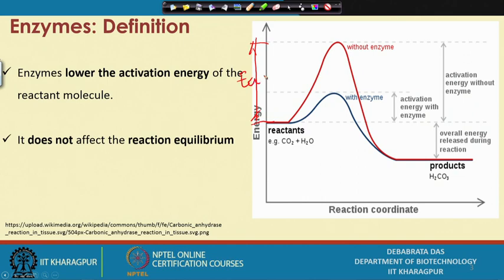Now when the catalyst enzyme is present, the activation energy requirement is much less as compared to Ea. Since the activation energy requirement is very low, if an enzyme is present in the reaction mixture, it accelerates the rate of reaction. After the reaction is over, the enzyme remains unaltered. But one thing I want to highlight here: it does not affect the reaction equilibrium.